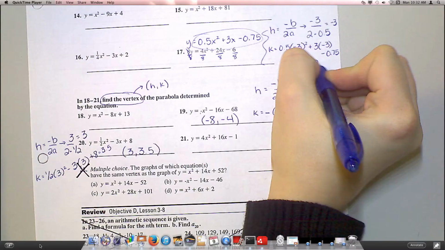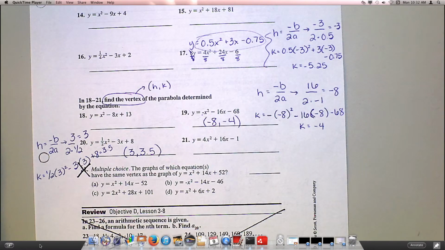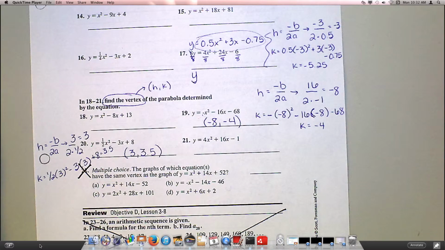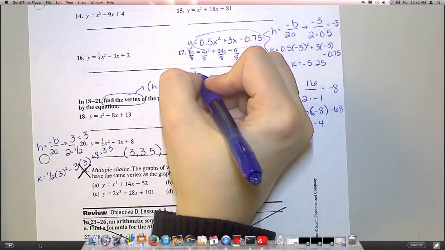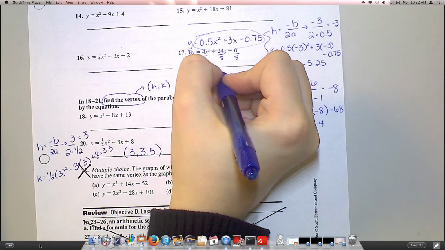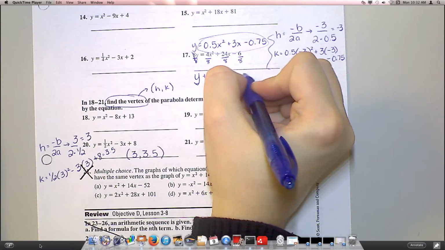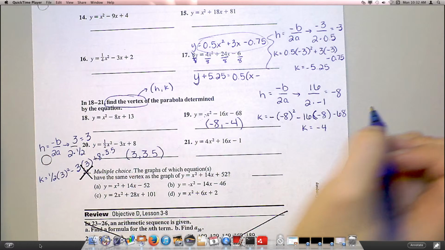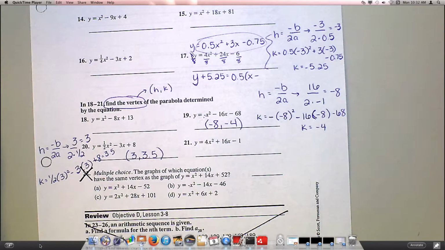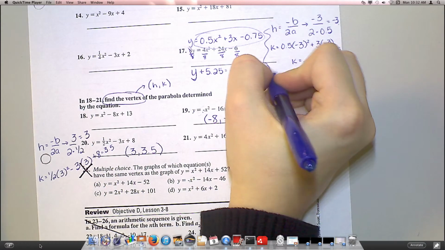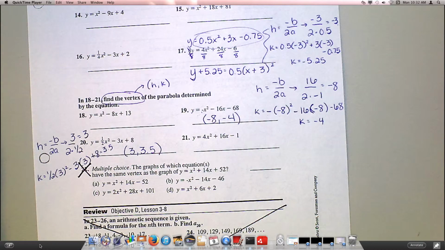Okay, and now I have to write it in that form. So I'm going to write y what? Okay, except if I'm minusing a negative. So it's really going to be plus 5.25 equals a, which is 0.5, x minus what? Oh, actually, I guess it's not x minus. What is it? Plus 3, because I'd be doing minus negative 3. So x plus 3 squared. Good?